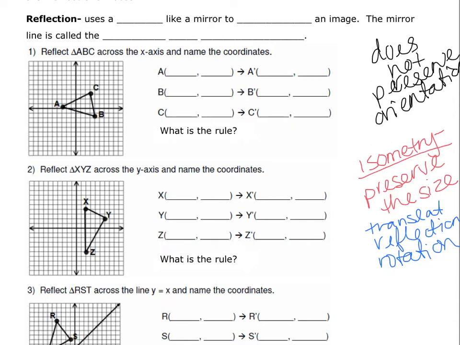All right, so a reflection, it's going to use a line, very similar to a mirror, and what's going to happen, it's going to reflect an image. The mirror line is called the line of reflection. So to reflect, we're going to reflect across the x-axis. So make sure you remember your axes correctly. So this is the x-axis. So a reflection is an exact copy of a coordinate away from the line of reflection.